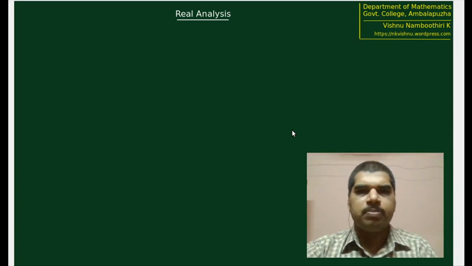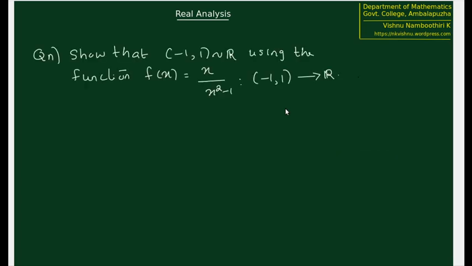We are going to the problem. This is the question that we are going to see now. We have to show here that (-1, 1) and the set of all real numbers have the same cardinality. And to establish that the cardinalities are the same, we have to make use of the function f(x) = x/(x² - 1) from (-1, 1) to the set of all real numbers. So we have to verify that this function is one-one and onto from (-1, 1) to R.